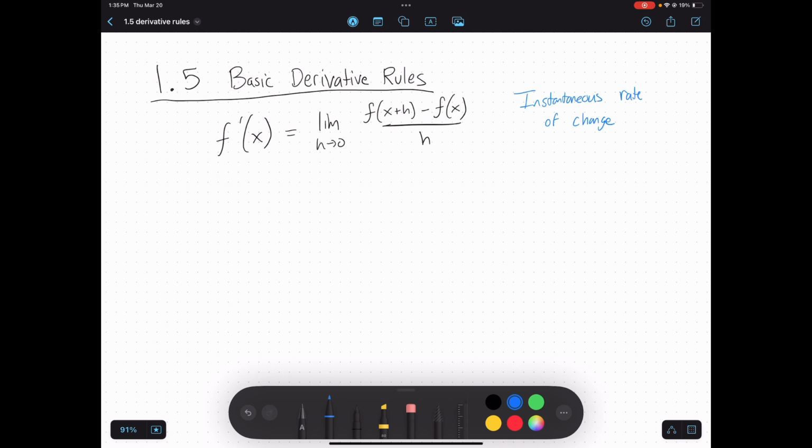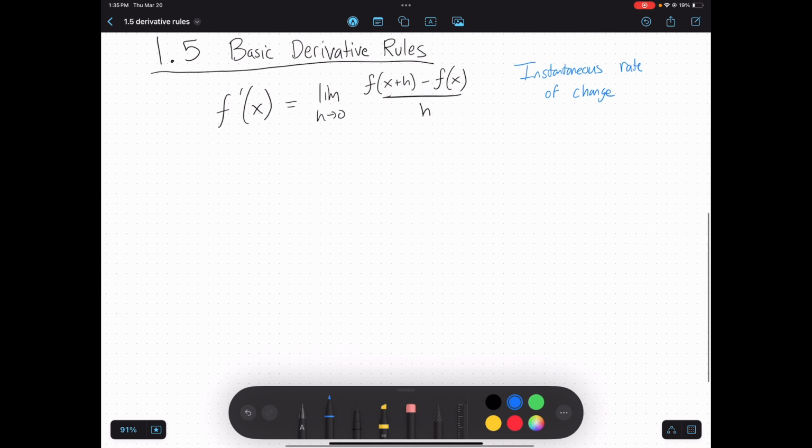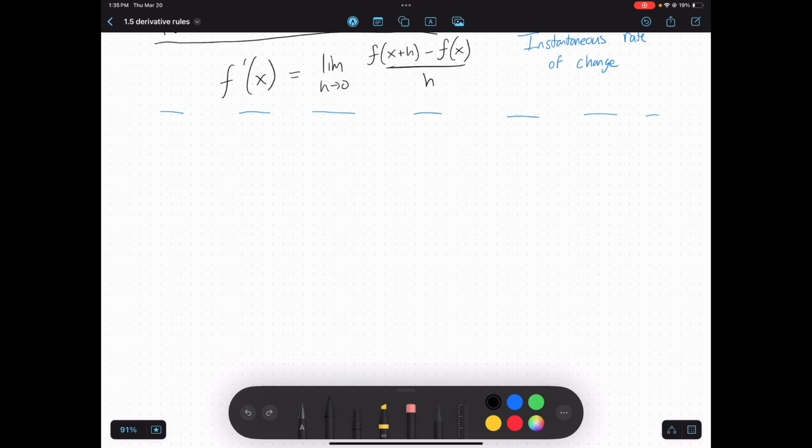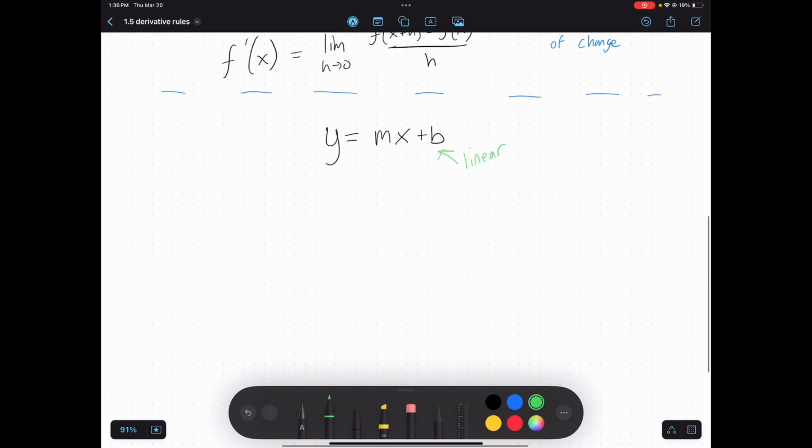So this chapter is all about, can we find shortcuts to differentiation? Are there shortcuts I can use when I'm calculating my derivatives? So let's start with a really basic type of function. Let's start with just a linear function. So y equals mx plus b. This is how we're used to seeing linear functions in slope-intercept form. What would the derivative of a linear function be?